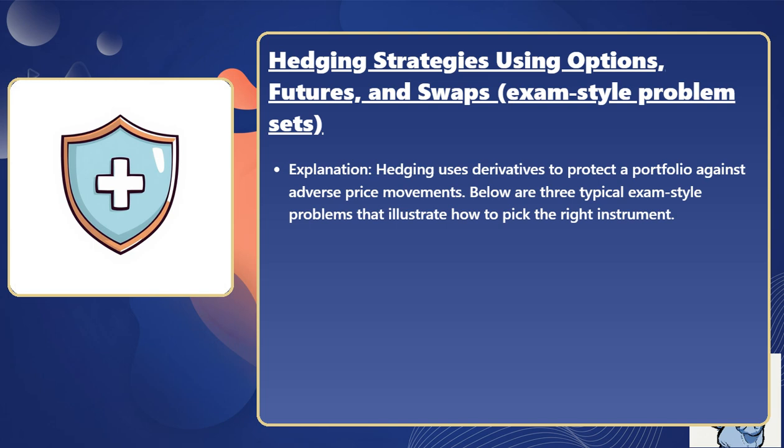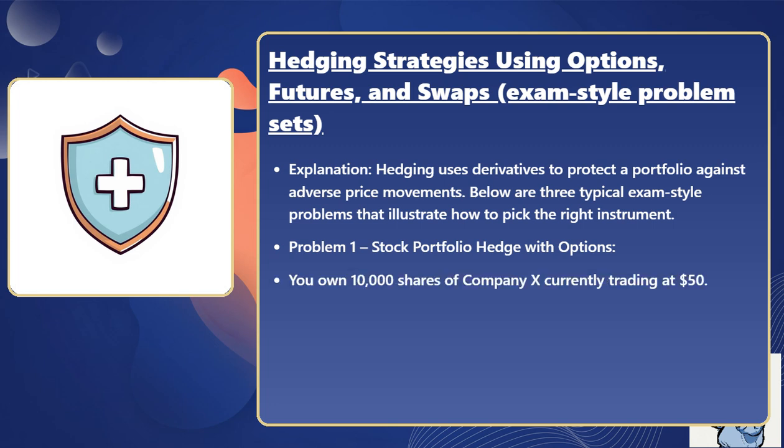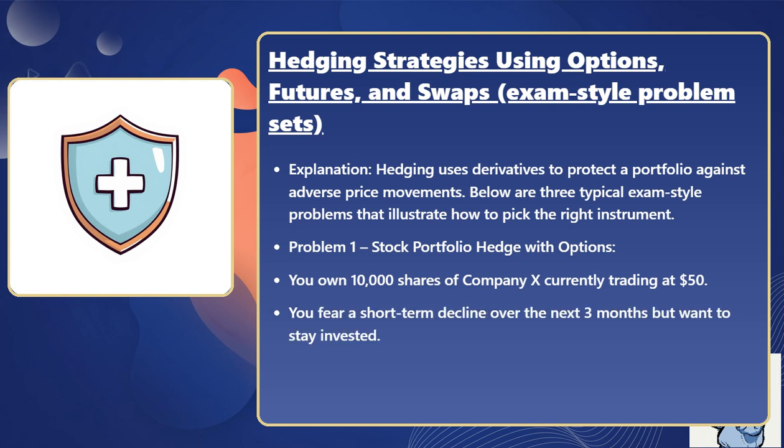Explanation: hedging uses derivatives to protect a portfolio against adverse price movements. Below are 3 typical exam-style problems that illustrate how to pick the right instrument. Problem 1. Stock portfolio hedge with options. You own 10,000 shares of Company X currently trading at $50. You fear a short-term decline over the next 3 months but want to stay invested.